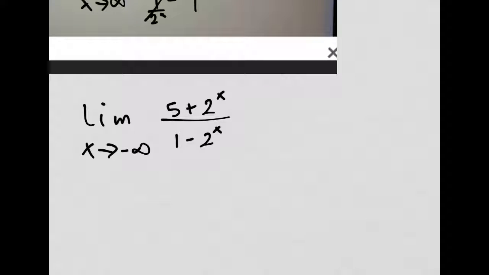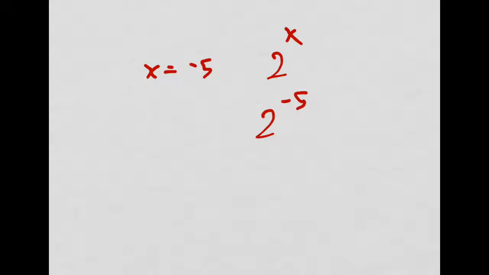This is, if you think about it, we're plugging in negatives. So I'm going to make an example like this. If I plug in negative 5, x equals negative 5. Watch what happens. I have 2 to the negative 5, and since I have a negative exponent, I flip it over. 1 over 2 to the positive 5.